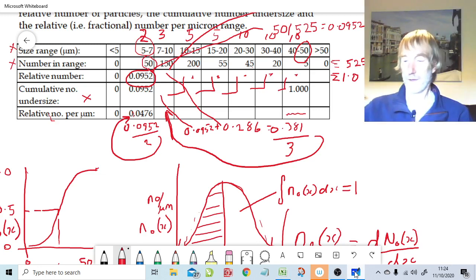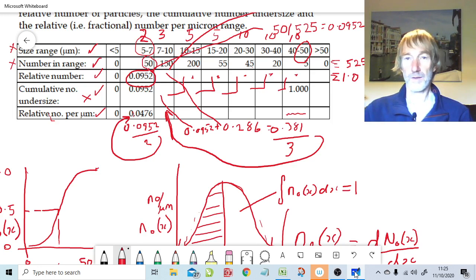So I hope that explains what you need to do in order to complete these rows in this table. More importantly, I hope it explains some of the background behind the calculations, why we're doing the calculations and what they show, and what to look out for in terms of the graphs that are formed.